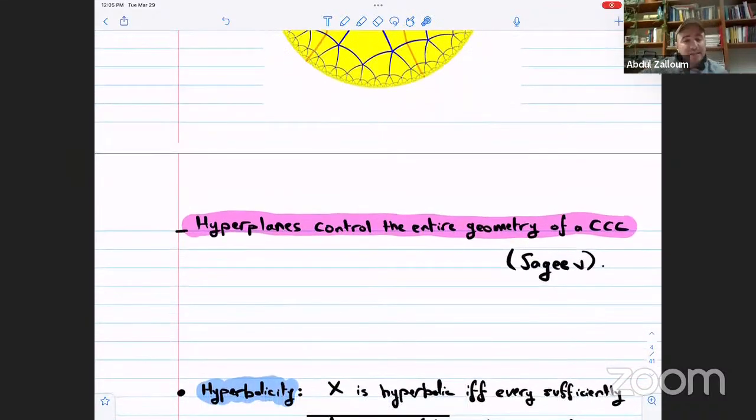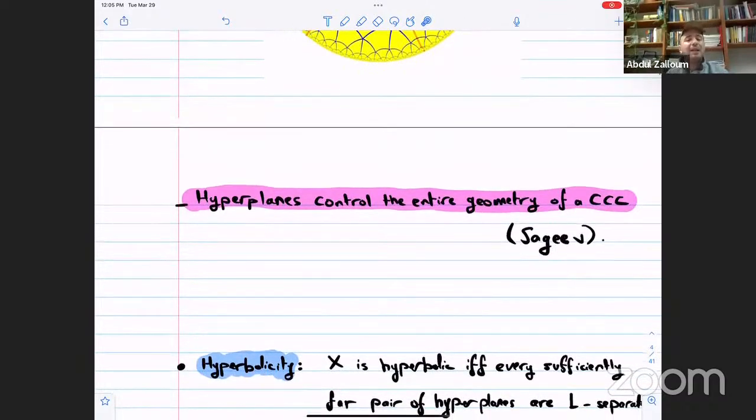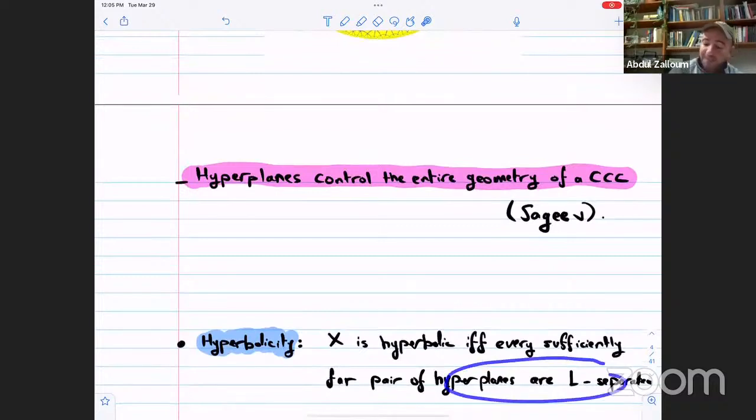All right, so for instance, as I mentioned a second ago, a space X is hyperbolic if and only if every sufficiently far pair of hyperplanes, H1 and H2, are L-separated. So this notion of L-separation characterizes hyperbolicity. But the point is, you have a geometric notion, hyperbolicity, that you care about. And in the class of CAT(0) cube complexes, this geometric notion is described purely in terms of hyperplanes.